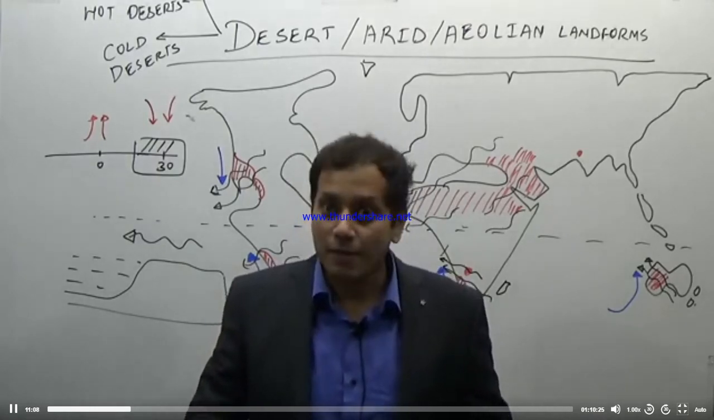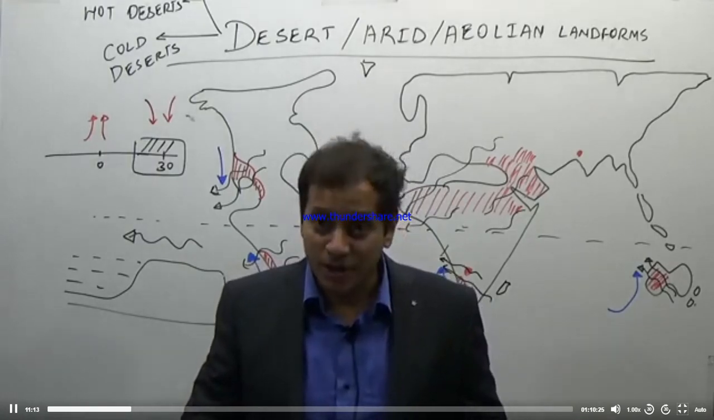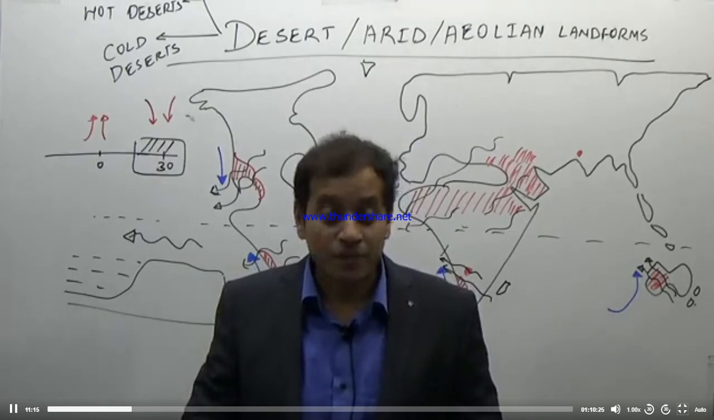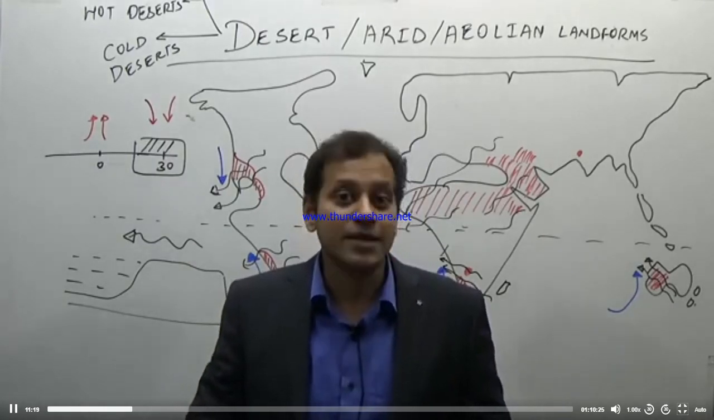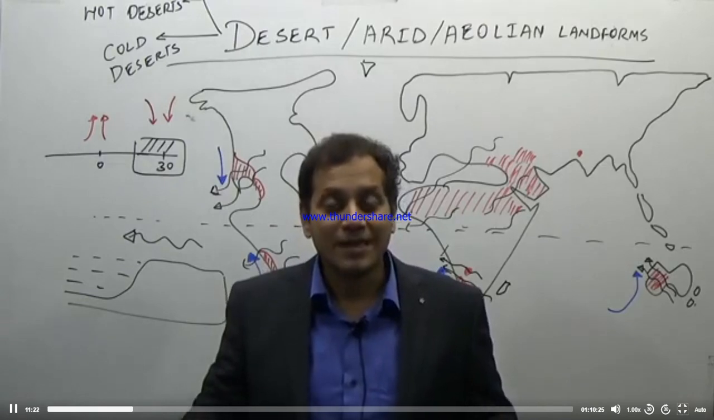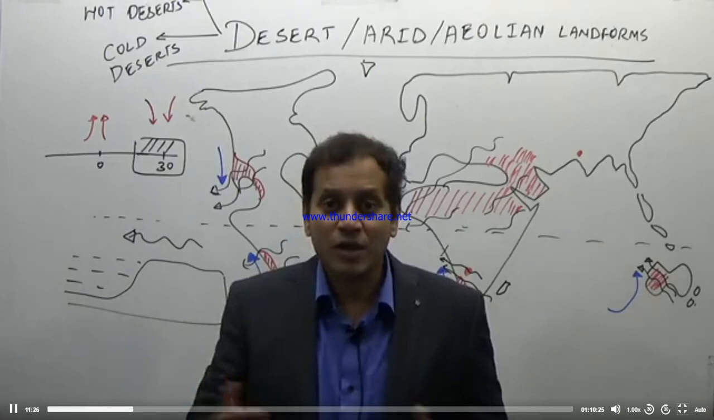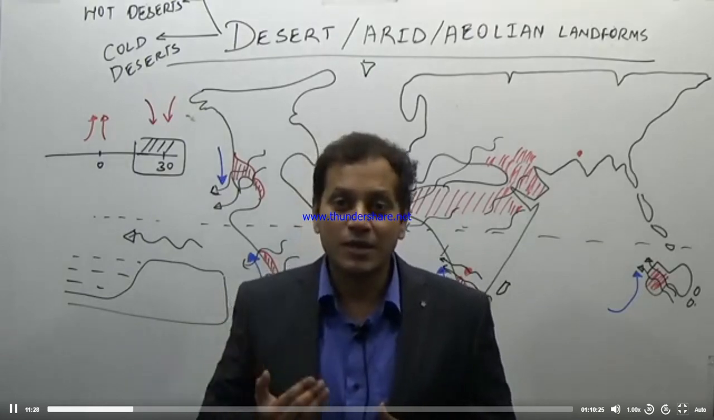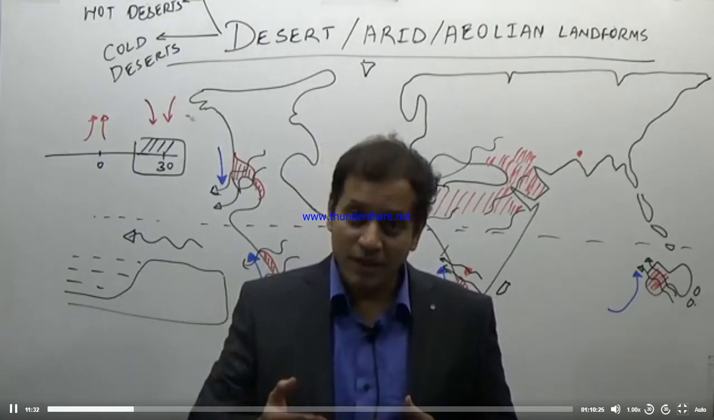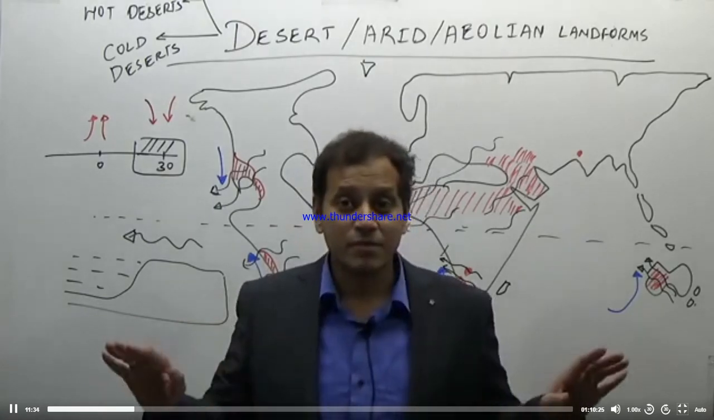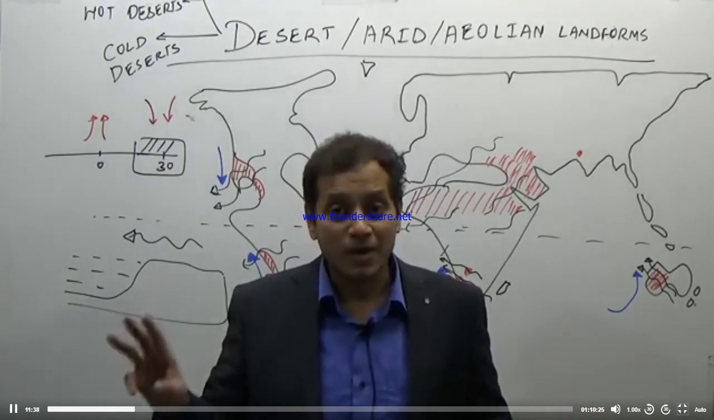First, they lie in the high pressure belt known as Horse latitudes. The second is they lie in the zone of offshore trade winds, where the trade winds blow from land towards the sea, that is, the trade winds are offshore. Water is going from the land towards the sea, therefore the air is very dry. And the third is they are washed by the cold currents.